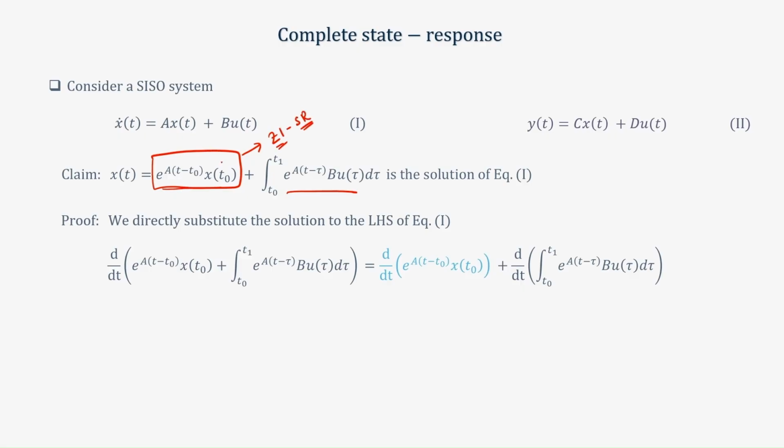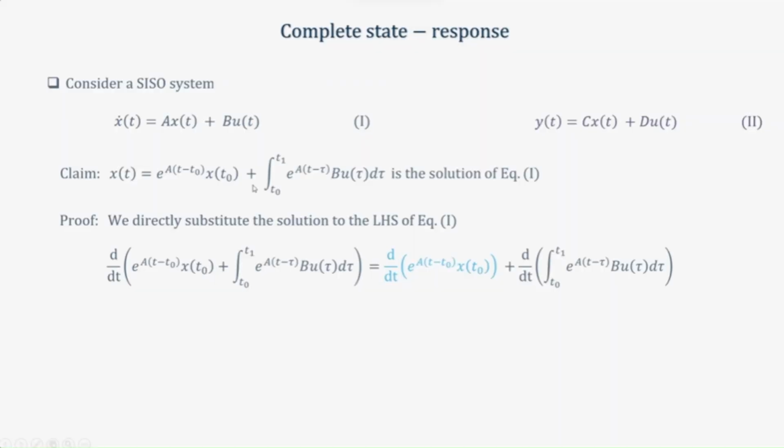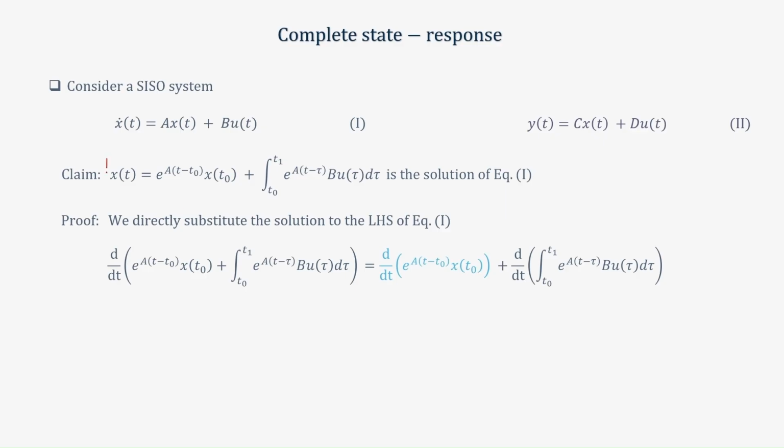So, this is the response of the state when input is 0, and the 0 state response, or when the initial condition is 0, is given by this part. Remember, output response was divided into two parts, 0 input response and 0 state response. Similarly, state response can also be divided up into two parts, one when you have no input and the other when you have no initial conditions. So, these are the two parts, and now we will show that this term is the solution of this.